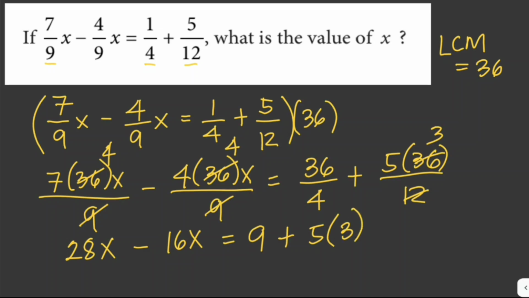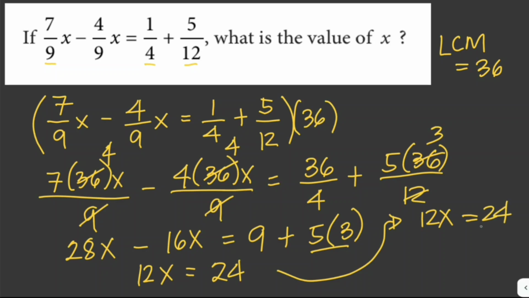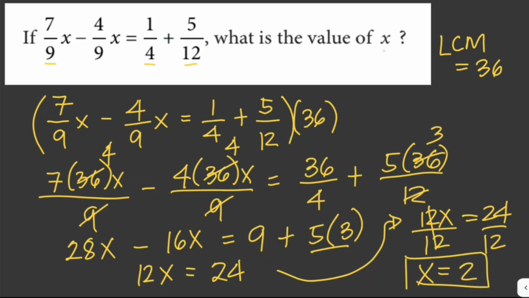And simplifying this further, 28x minus 16x is just 12x equals 9 plus 15. This is 15, so that is just 24. Now we can divide both sides by 12. So the value for our x is equal to 2. So the answer here is 2.